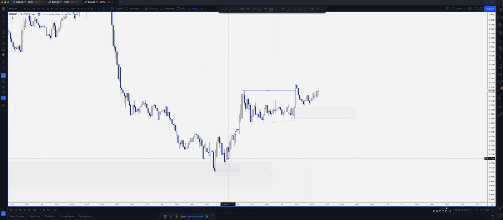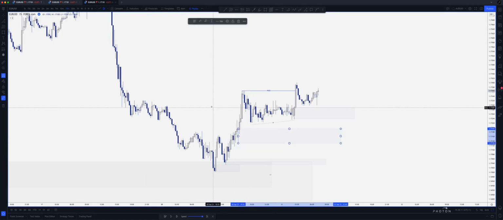So where do we have this orange origin demand zone that's been unmitigated down here, right? If you just follow the series of mitigations, and kind of another obvious one I would see is this. Is it a flip zone? Let's see. So that candle's unmitigated, but did it react?